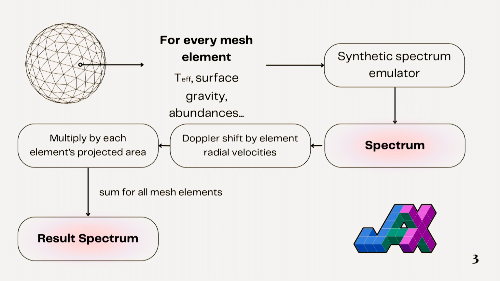Then we can Doppler shift them by the element's radial velocity, and multiply by the element's projected area. Sometimes we have occlusions going on in binaries, and we sum it all up. All of that is written in JAX, which is differentiable. It's a forward model that should be fast and runnable on GPU, and differentiable with respect to any parameters we give.